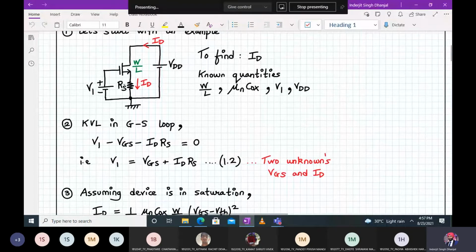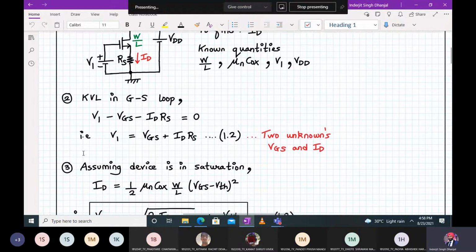Now, if we apply a KVL to the gate source loop, what do we get? V1 minus VGS minus ID times RS is equal to 0, correct? So what is the value of V1? V1 is nothing but VGS plus ID RS, equation number 1.2. And do we know the value of ID? No. Do we know the value of VGS? No. There are two unknowns in one equation.